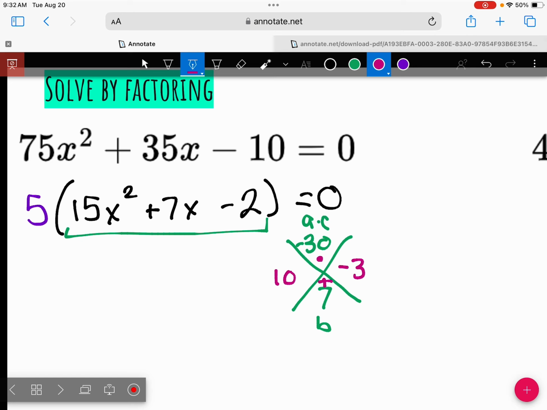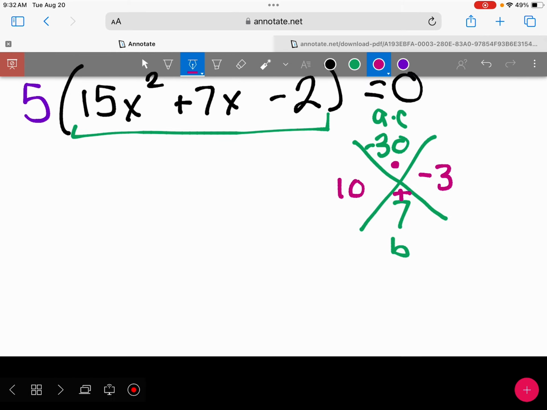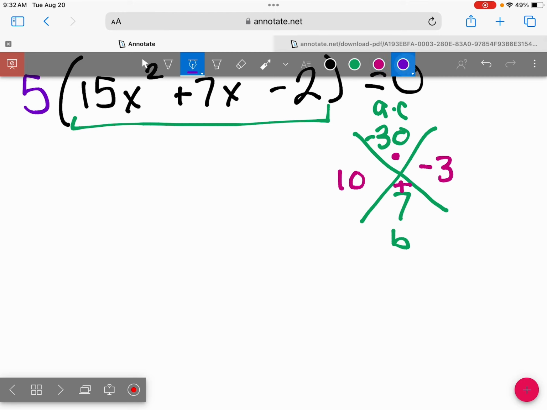My a value is not 1, which means I cannot take the shortcut of x minus 3, x plus 10. Cannot take that shortcut. We have to do something else to factor. Either it's factoring by grouping or using the box or some other technique. I'm going to do factoring by grouping.